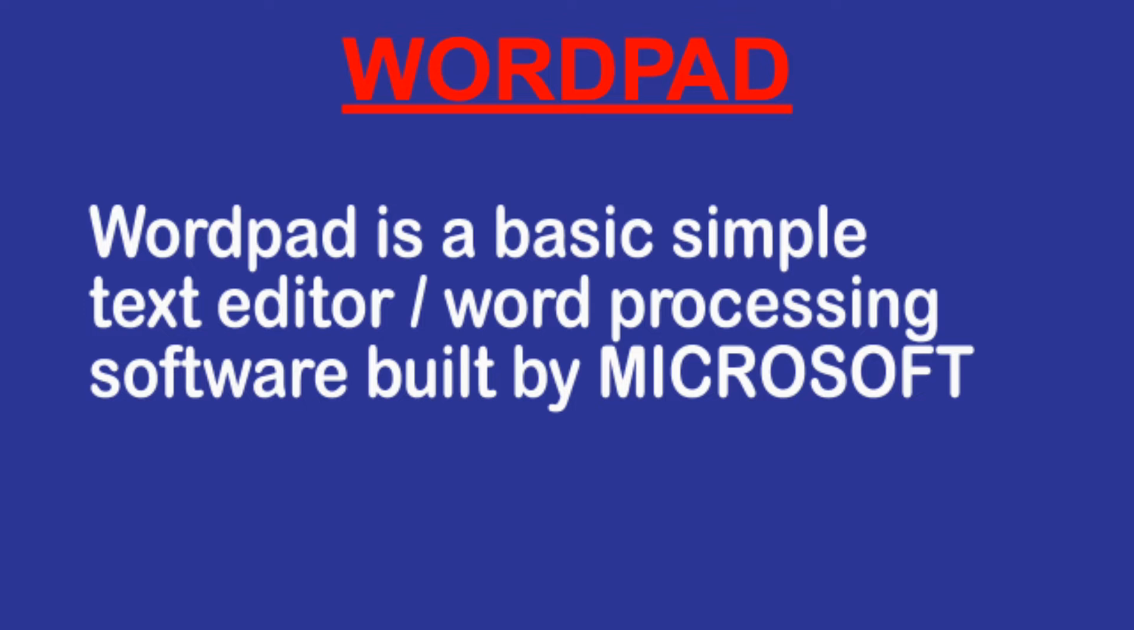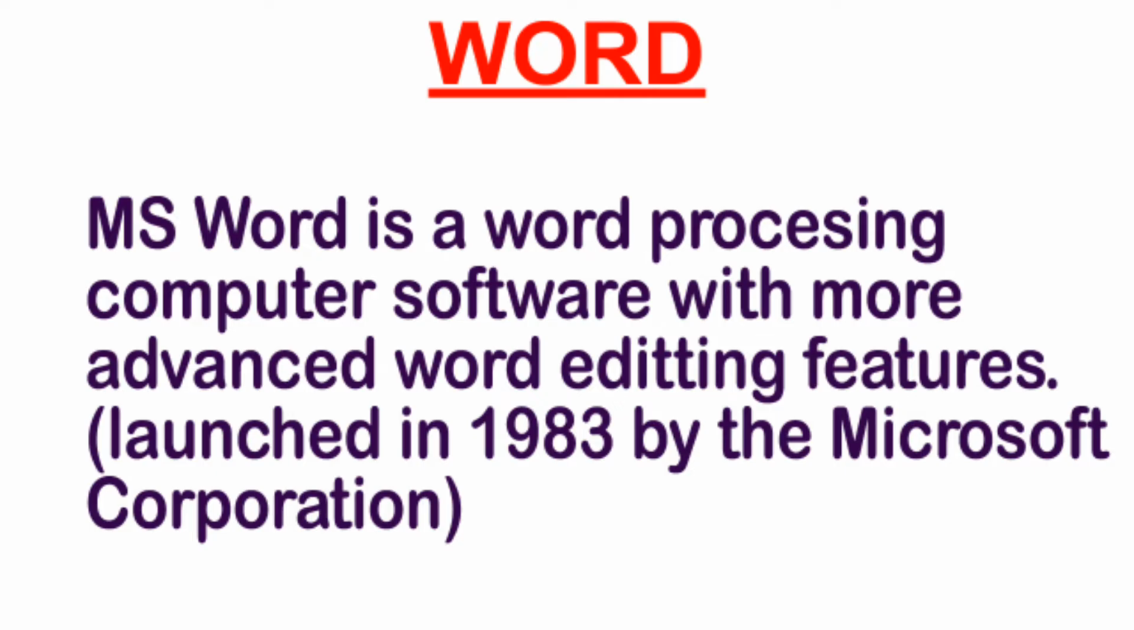Difference number 1. Wordpad. Wordpad is a basic simple text editor, word processing software built by Microsoft. MS Word. MS Word is a word processing computer software with more advanced word editing features. Launched in 1983 by the Microsoft Corporation.